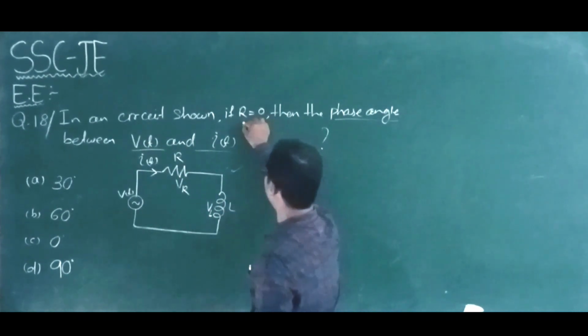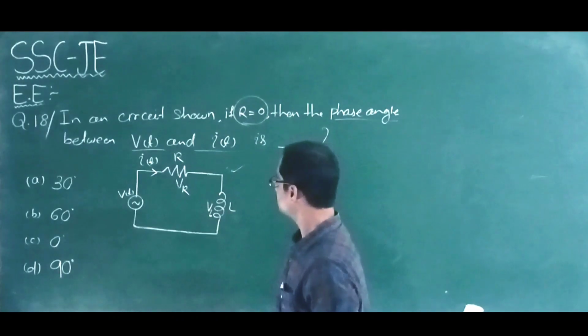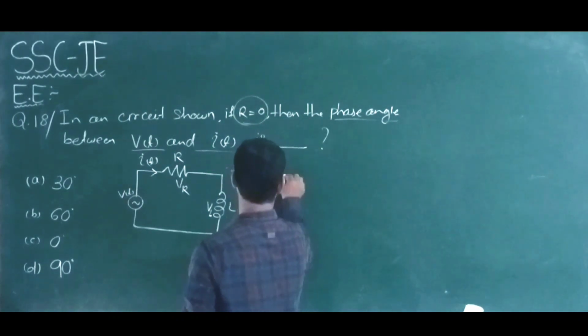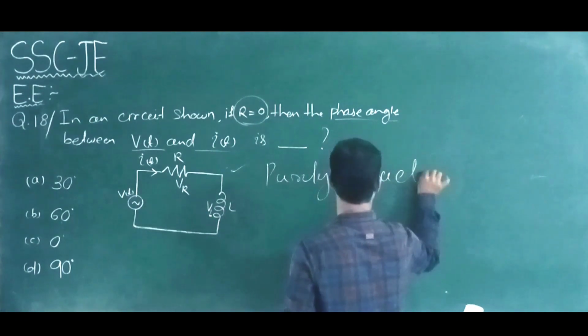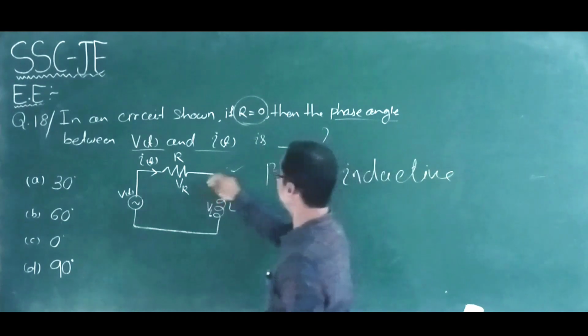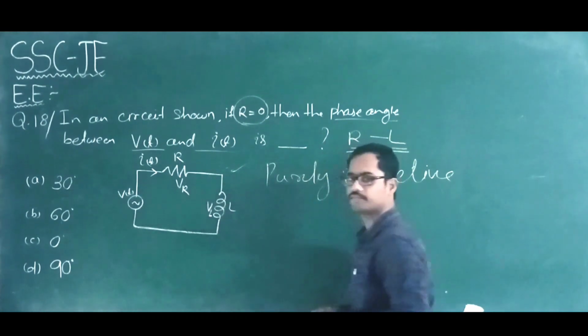So if the resistance value is 0, the circuit is a purely inductive circuit, because in this circuit the resistance and inductance make it an RL series circuit.